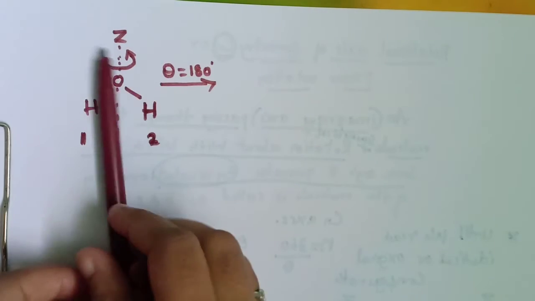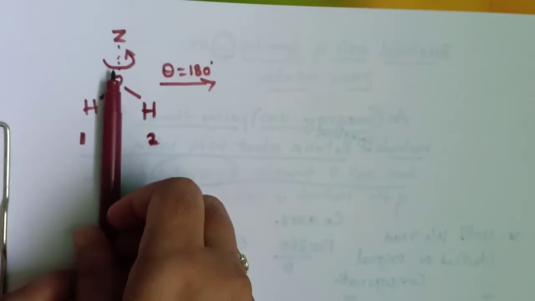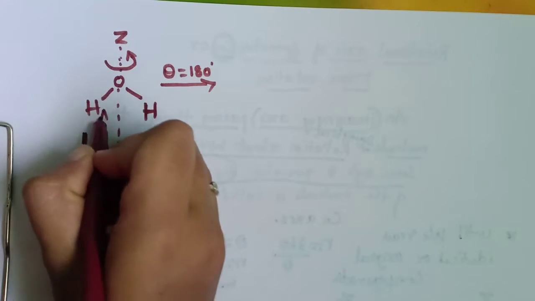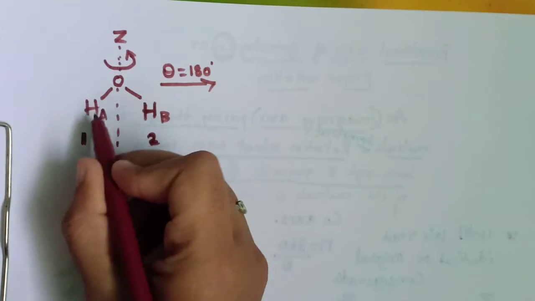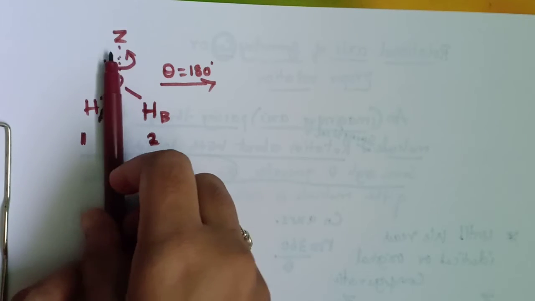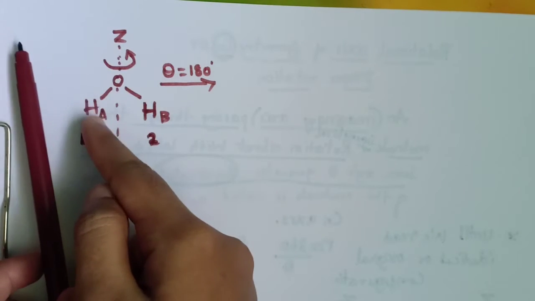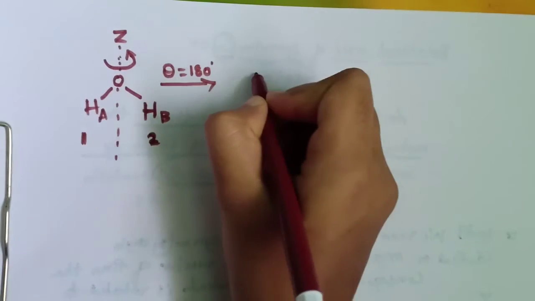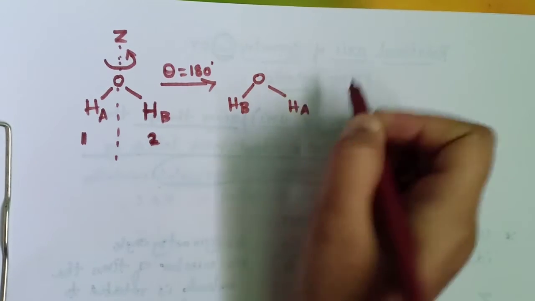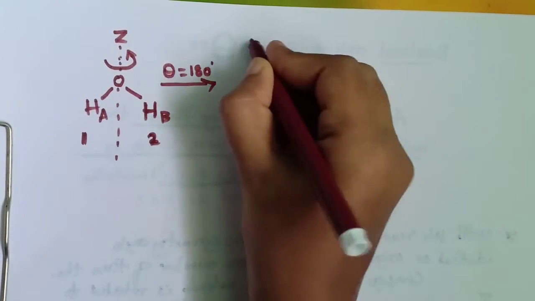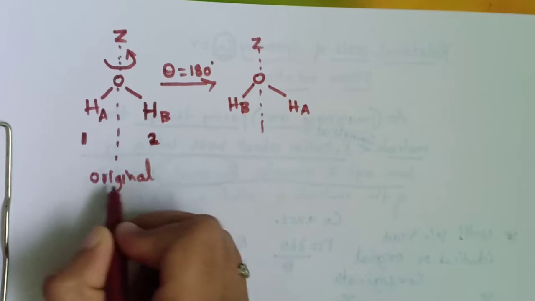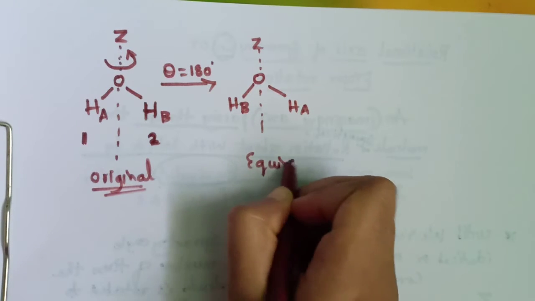What happens when you rotate about the Z axis like this? I have to label this HA and this HB. HB will come to this side and HA will come to this side. So we write HB here and HA here, with the Z axis. Now this is the original configuration, whereas this is the equivalent configuration.